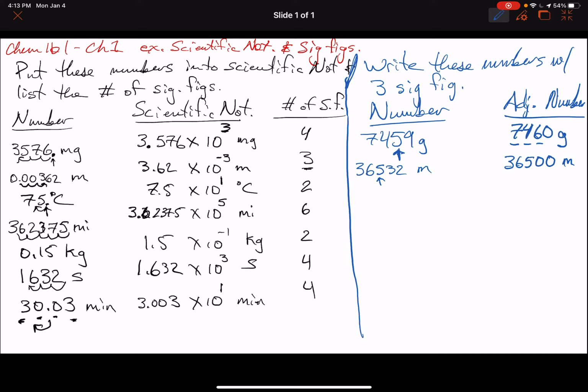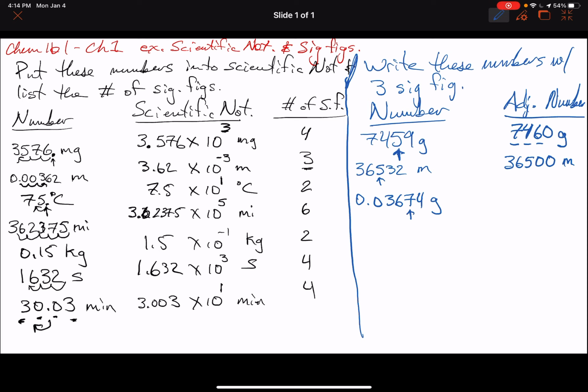Okay, next example, 0.03674. We'll work with grams this time. Go ahead and adjust this number to 3 sig figs and resume the video when you're ready. Okay.